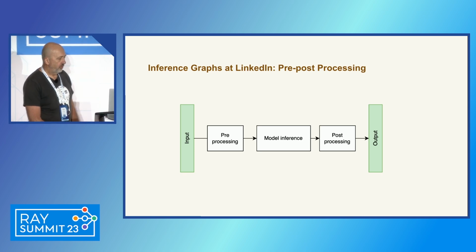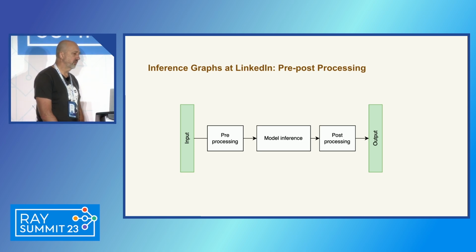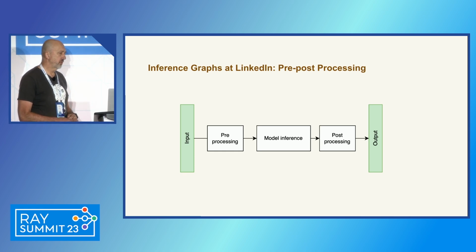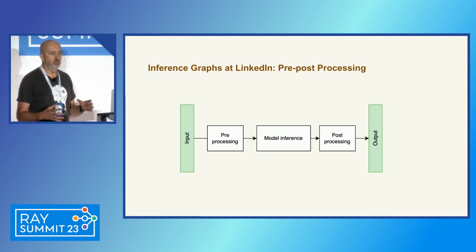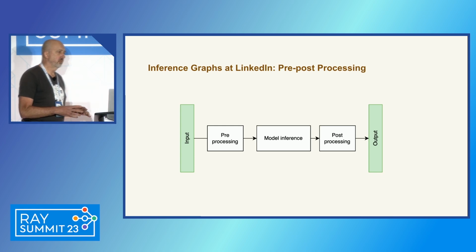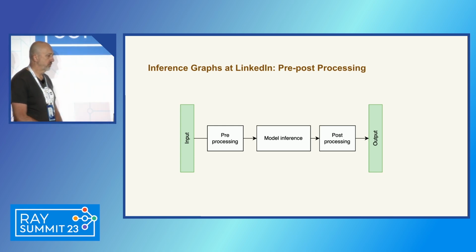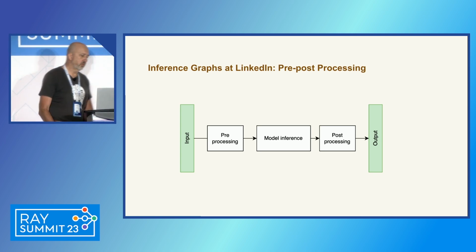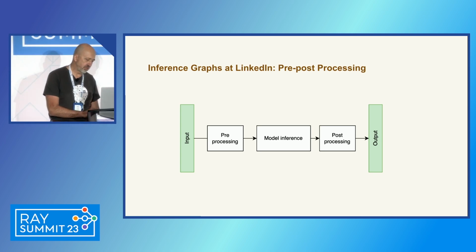Now, one other example is for when you need to pre-process some data and do some post-processing. For example, for image processing, right? So you would want to do some scaling, color management, or some quantization. So that would be pre-processing. Then you do inference, then you do post-processing. That would be output. So that's another example of an inference graph.